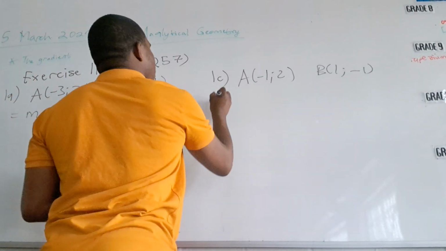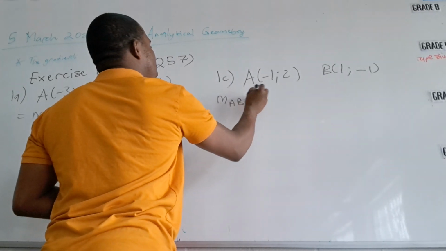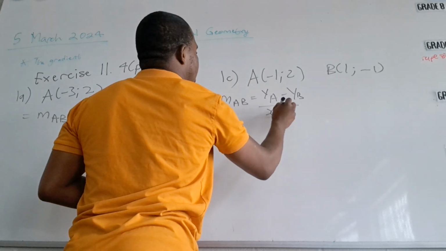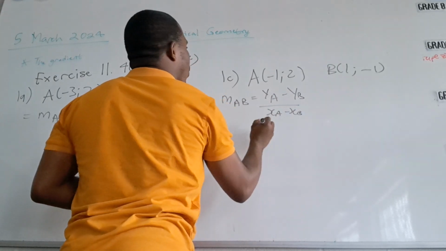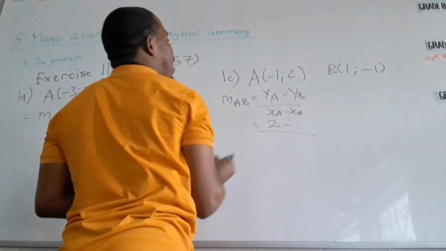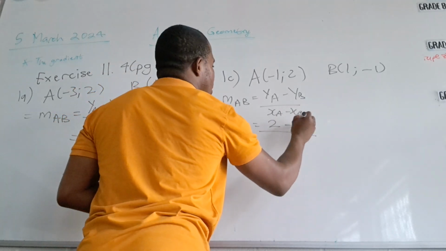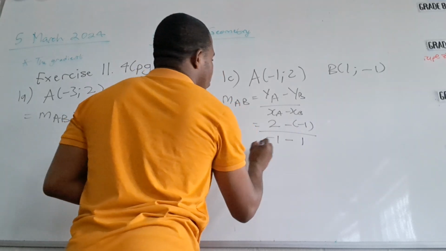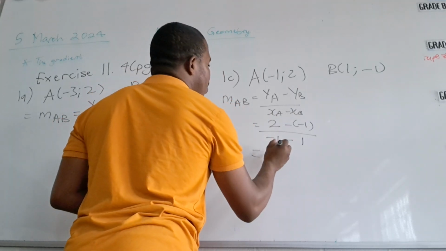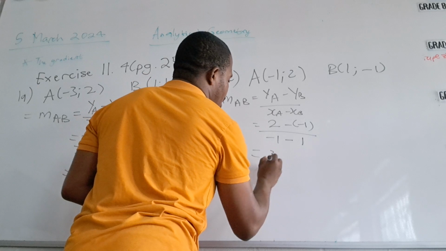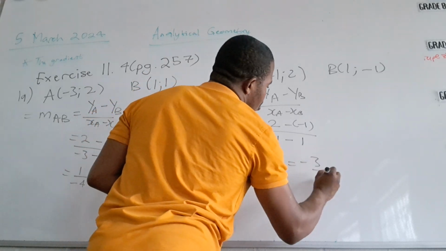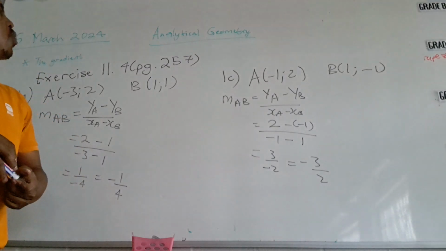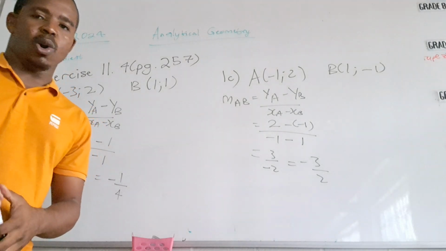Okay, so gradient of AB, YA minus YB over XA minus XB. So what is the y value of A? 2, minus, what is the y value of B? Minus 1. X value of A is minus 1, minus X value of B, 1. This is 2 plus 1 at the top, 3, over minus 1 minus 1, minus 2. So it's negative 3 over 2. That's the answer you should have for 1C. It's negative 3 over 2.